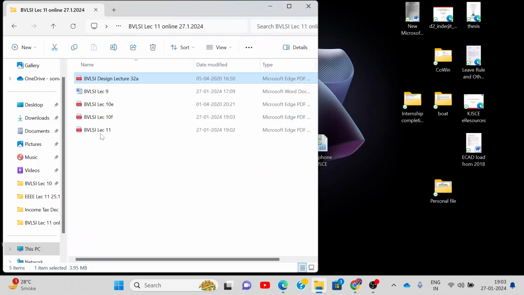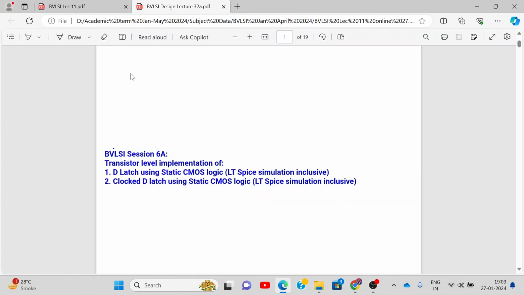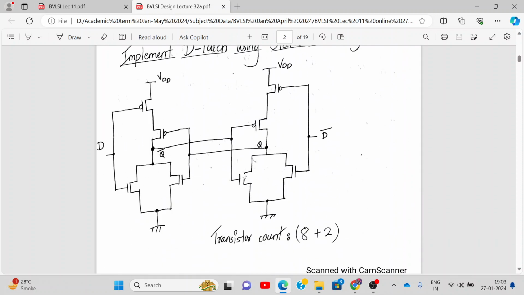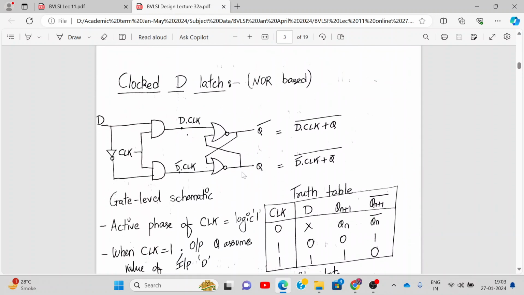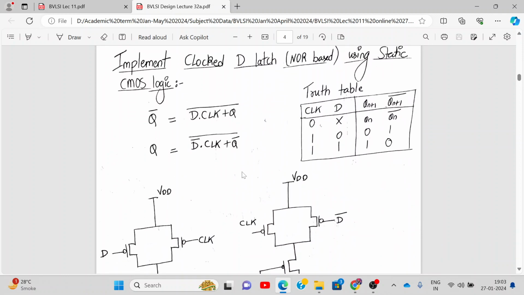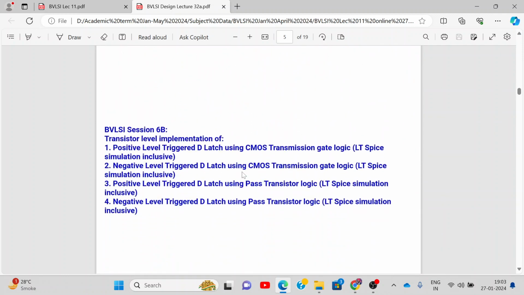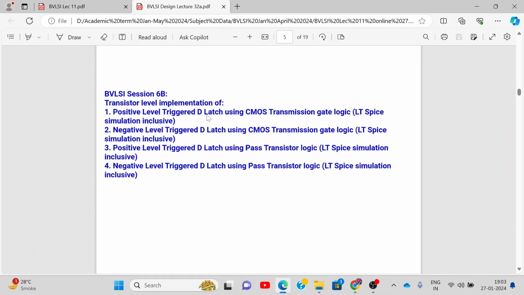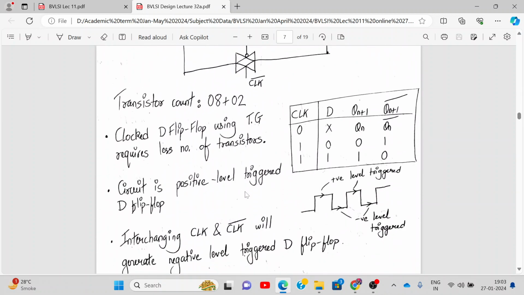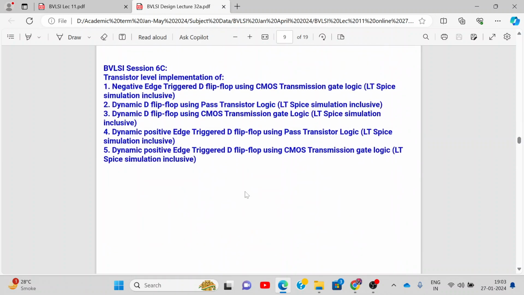I'll show you what is pending now. Pending is this topics. D latch, right? Delay latch. So delay latch we will use using static CMOS logic. This will do it next time. It's very easy, straightforward. Then we're using clocked delay latch. Then we'll again do clock delay latch using NOR based design. Then we'll do positive level trigger D latch using CMOS transmission gate and pass transistor logic. Okay, so we'll do these designs. It will take one lecture to complete.